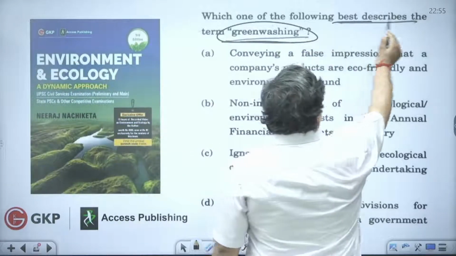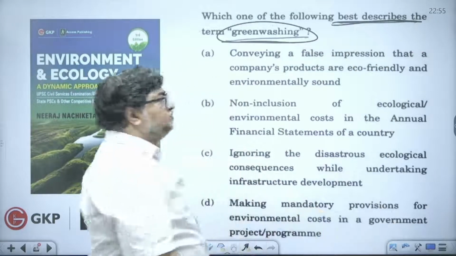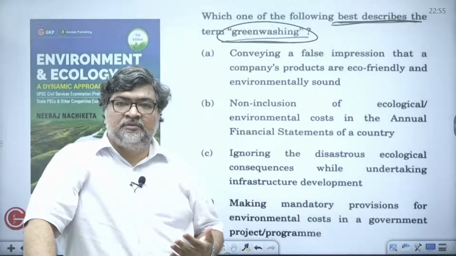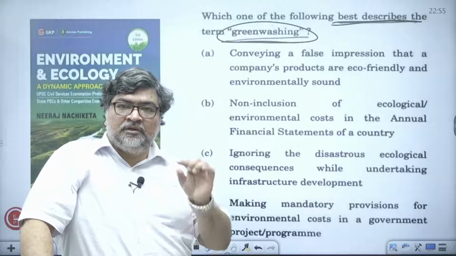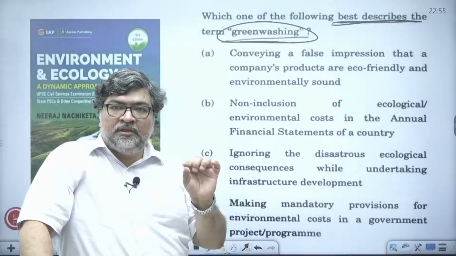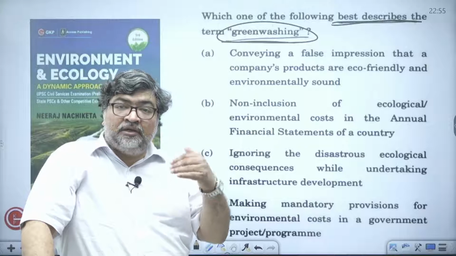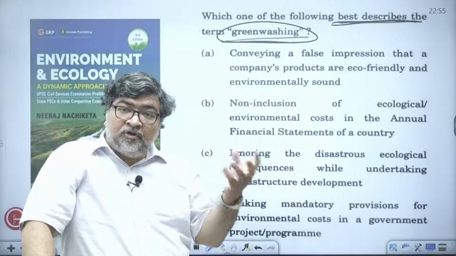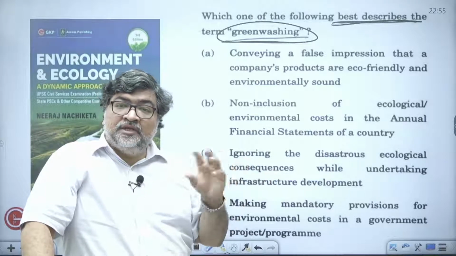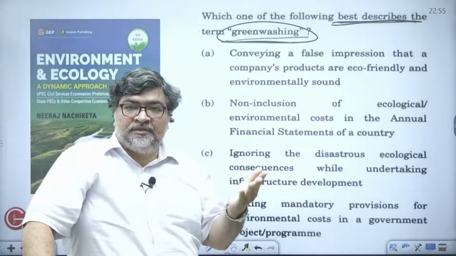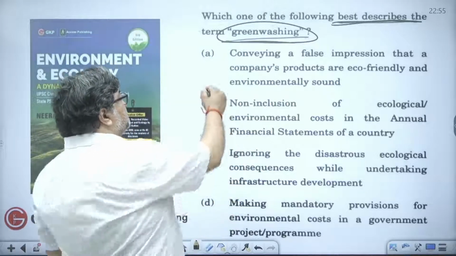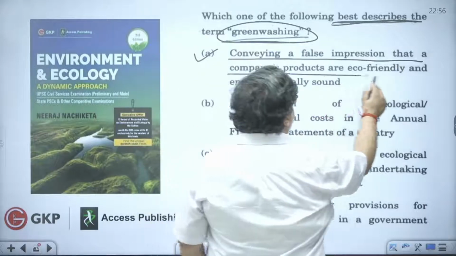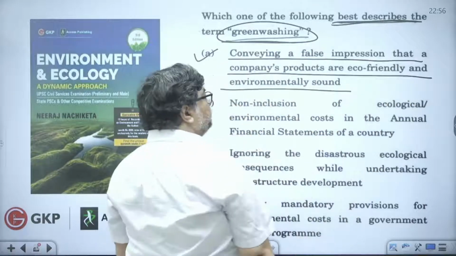Which of the following best describes greenwashing? Sometimes companies use a label or name to attract the consumer to buy on the ground of being eco-friendly, environment friendly, although they may not be environment friendly. That is called greenwashing, misleading consumers. The answer is A, conveying a false impression that a company's products are eco-friendly and environmentally sound.